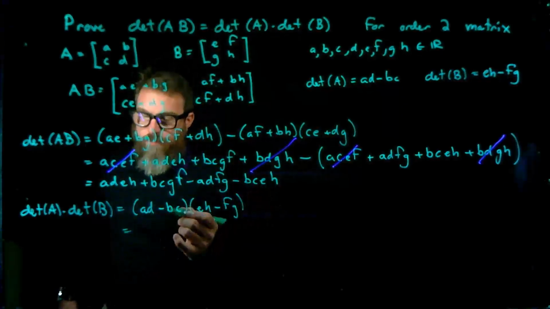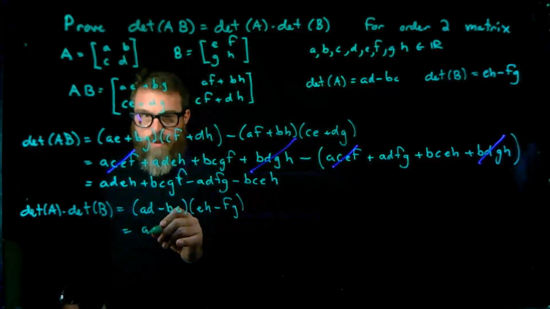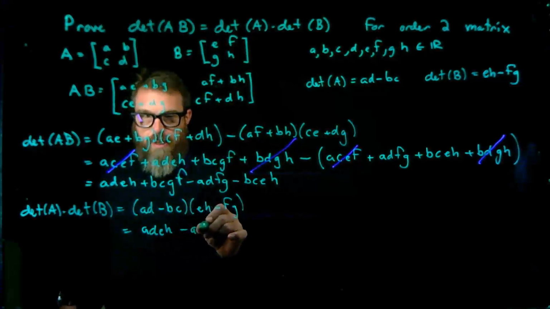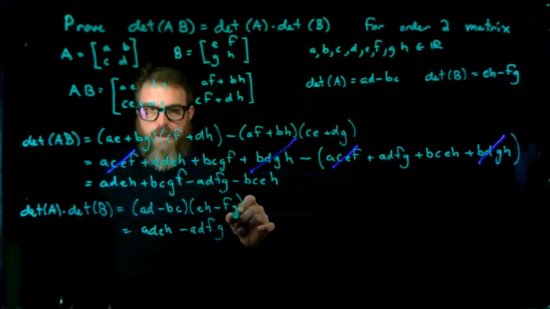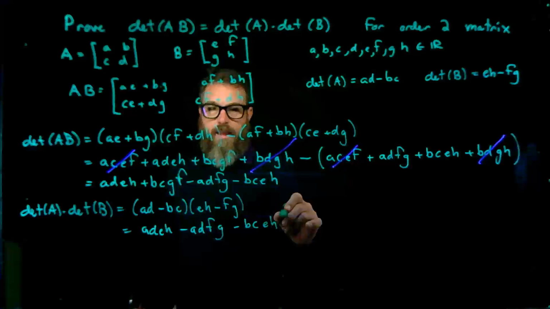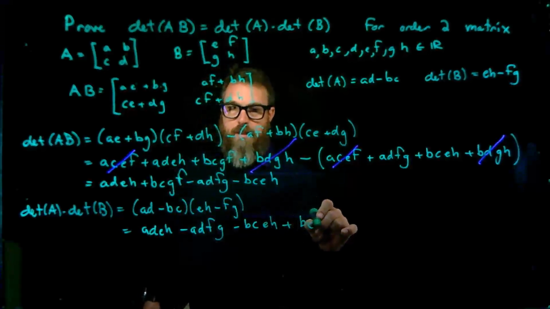First, outside, inside, last. So we're going to FOIL these. So ADEH. Outside is going to be a minus ADFG. Inside is going to be a minus BCEH. And then last is going to be a plus BCFG.